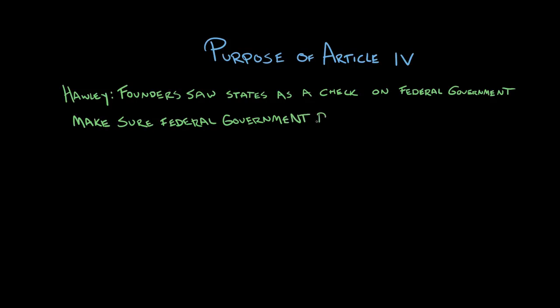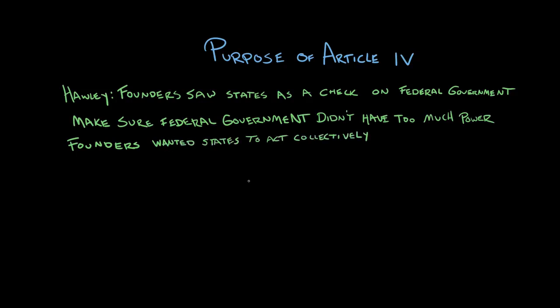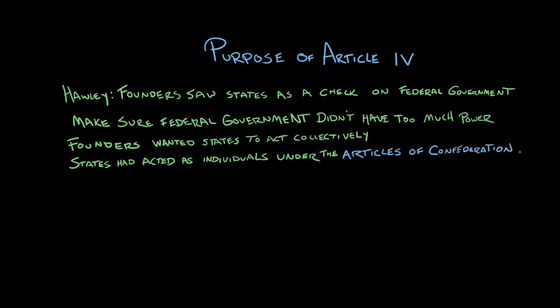Also, they very much wanted the states to act collectively, not individually. As you'll recall, the states had not been doing so well under the loose Articles of Confederation. They'd sort of been going it alone on critical issues like trade and defense to the detriment of the Union. So Article 4 is also sort of key to making sure that the states act sort of as a unified whole rather than going it alone. It's one country made up of diverse states.